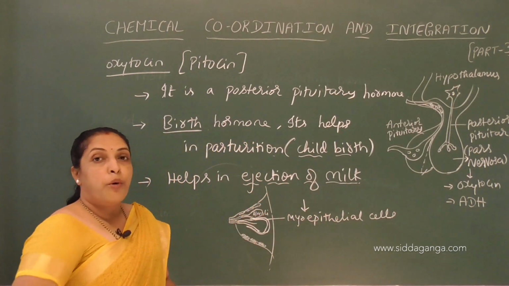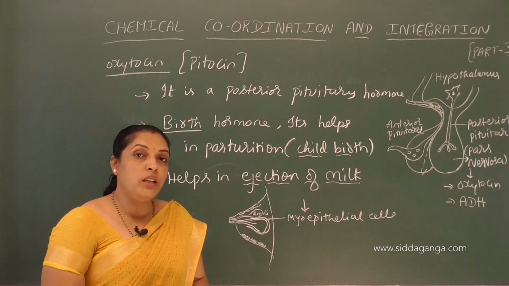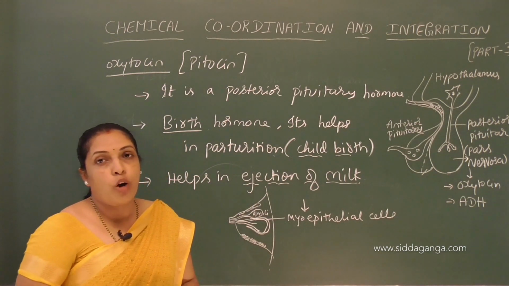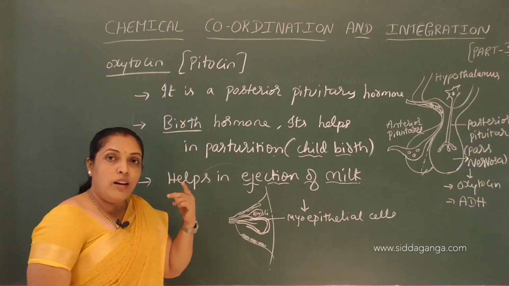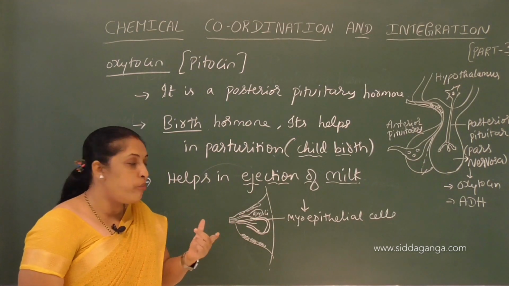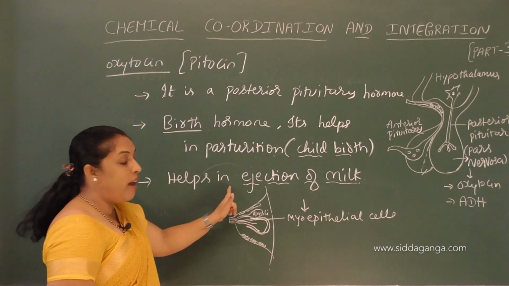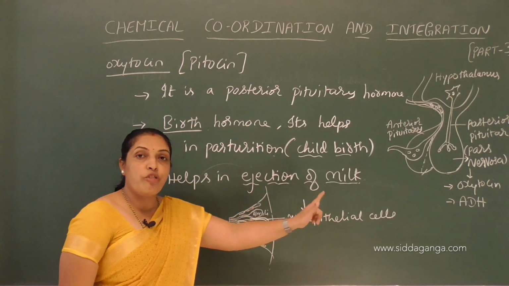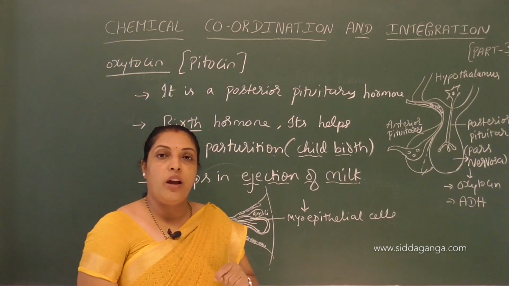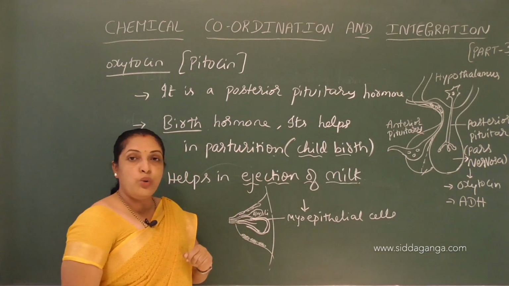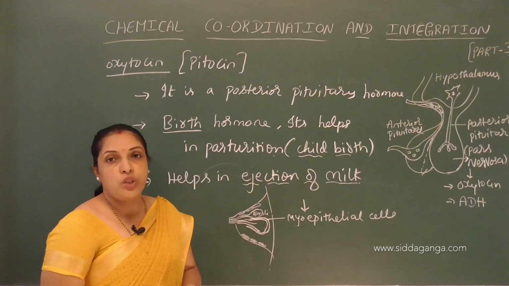In that way, it helps in ejection of milk. Note, prolactin hormone helps in production of milk. In competitive exams you have to read the question carefully. So prolactin helps in production of milk, whereas oxytocin helps in ejection of milk. Prolactin is produced by the anterior pituitary gland, whereas oxytocin is produced by the posterior pituitary gland.